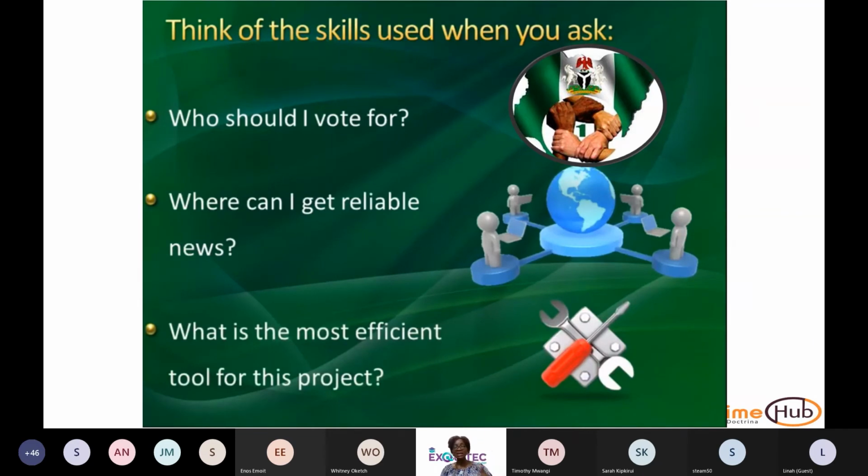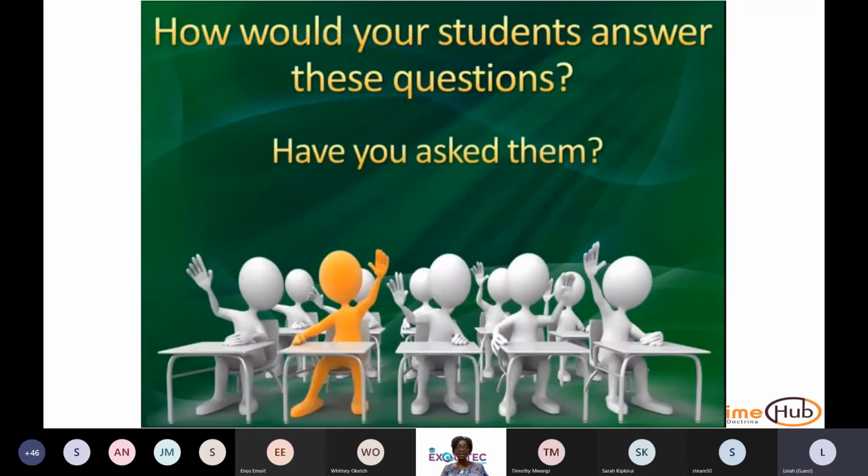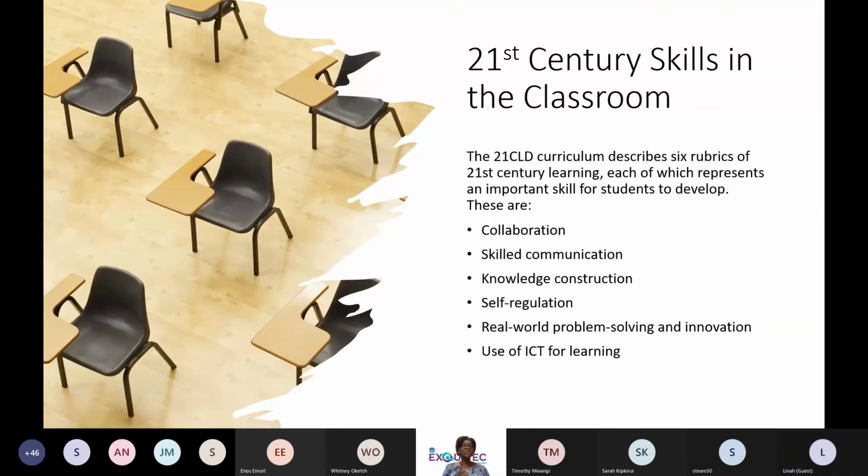These are questions that arise as they engage with the society. So how would your students answer these questions after they come out of your classrooms? Have you asked them?